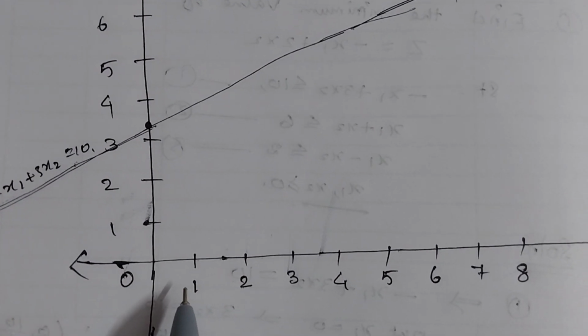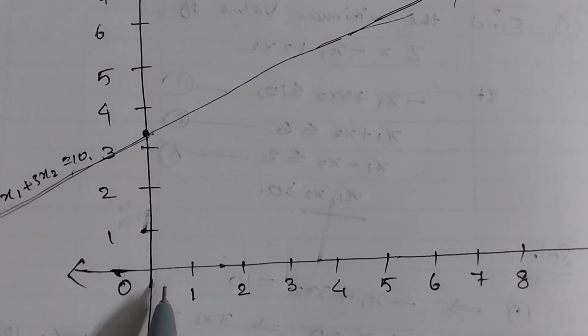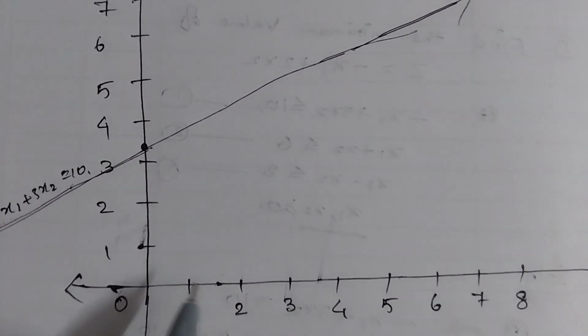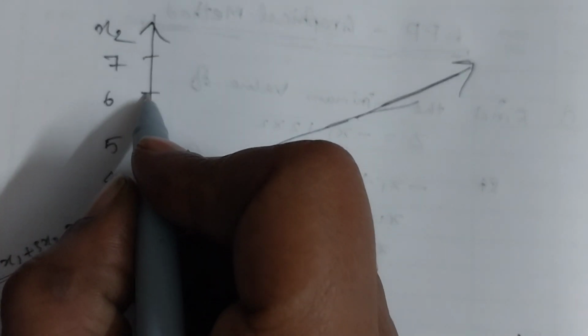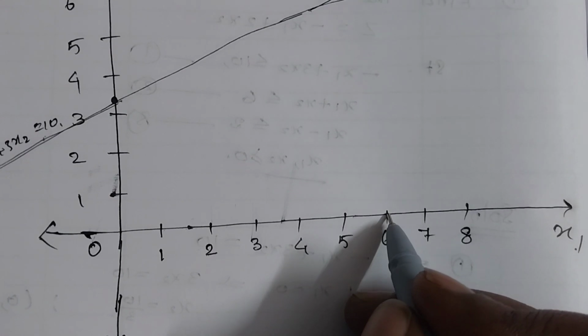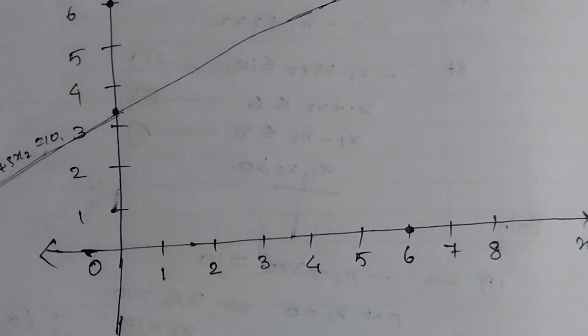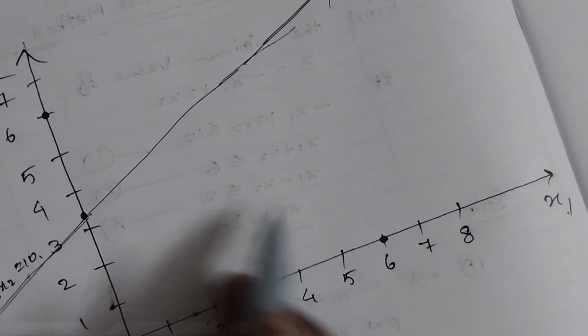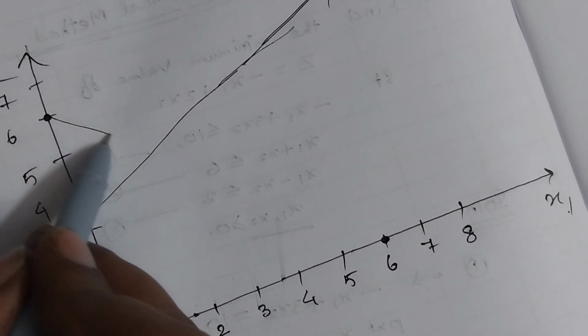In the second equation, the points are (0, 6) and (6, 0). So (0, 6) is this, and (6, 0) is on the x-axis, that is the x1 axis. Now I am going to join these two points.